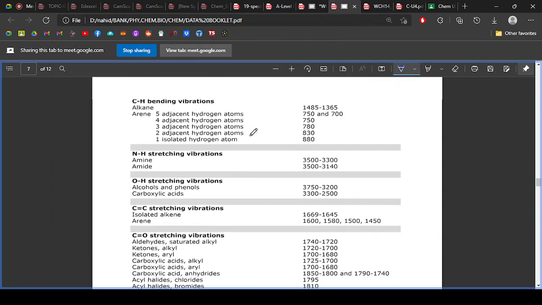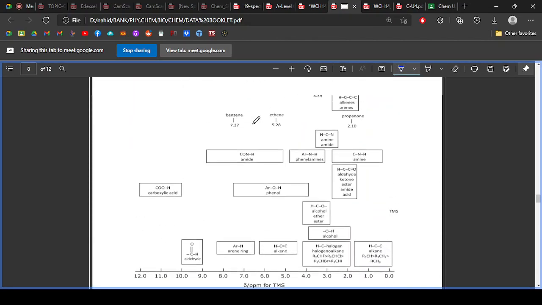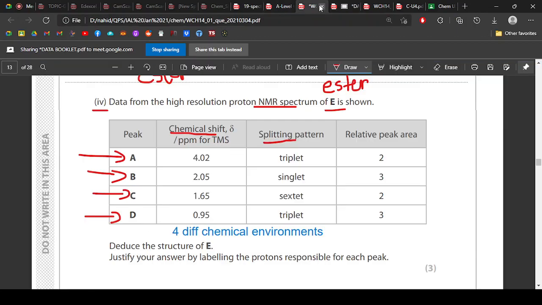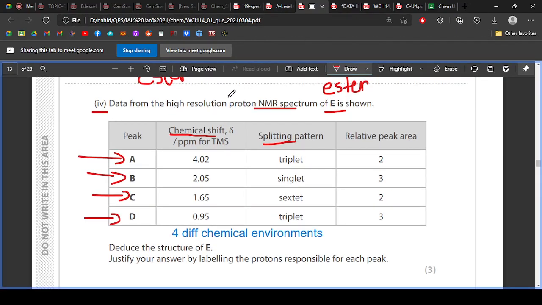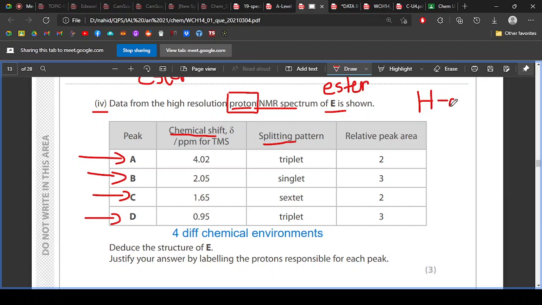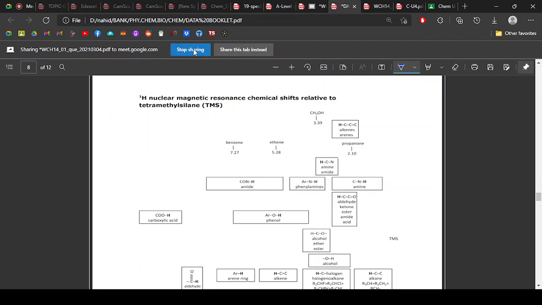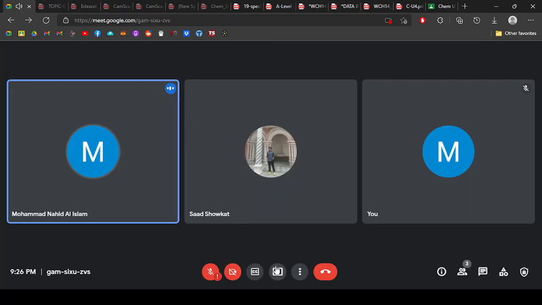If you go to the data booklet, you also have the NMR data information there. Again, in the question, do you see that they've told you this is a proton NMR? They didn't say just NMR, they said proton NMR. When they say proton NMR, that means we are targeting hydrogen atoms. And if you go to the data booklet, sorry, I closed it by mistake.